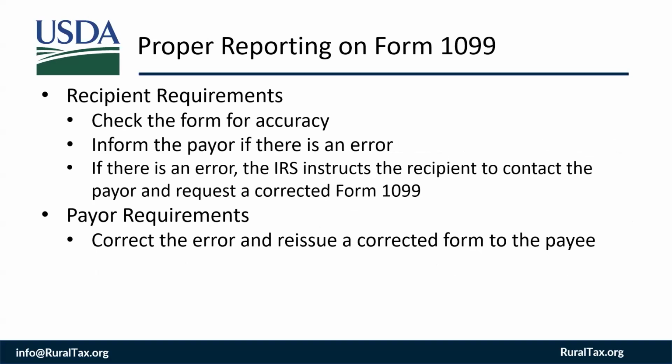Now, the recipient requirement. So the receiver of the 1099, there are certain things that they have to do. When I get my 1099s, typically in January, I check the form for accuracy. I make sure the amount is right, all those pieces are right, and if there is an error, I inform the payor of that error and ask them to correct it. That's what the IRS instructs us to do. If there's an error, the IRS provides rules that we have to follow. We are to instruct the recipient to contact the payor and request a corrected Form 1099. The payor's requirements are to correct and reissue that corrected form to the receiver of the payment. Does that always occur? No.